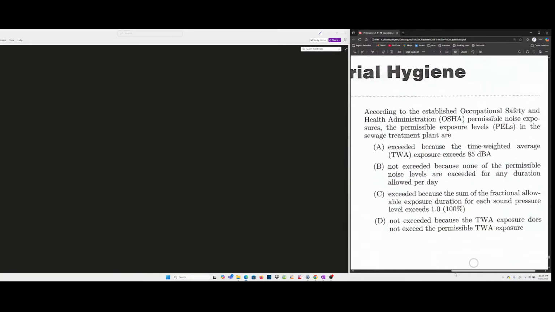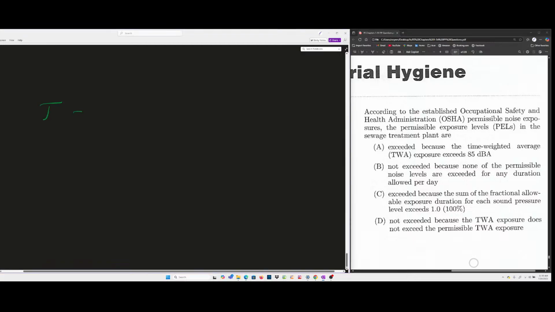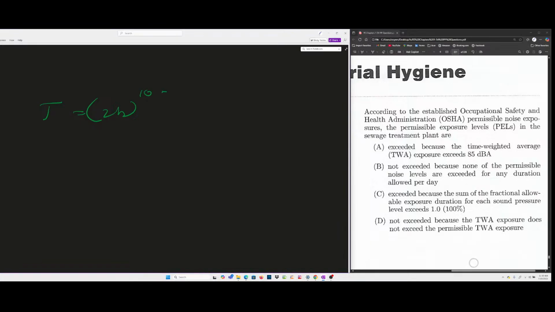According to the Occupational Safety and Health Administration, OSHA, the permissible noise exposure in each of the sewage plant areas. So first to solve this, we need to know the exposure time permitted, and from the permitted exposure time we'll see if any of these matches. Remember, the exposure time permitted is 2 raised to 105 minus the exposure limit, divided by 5.